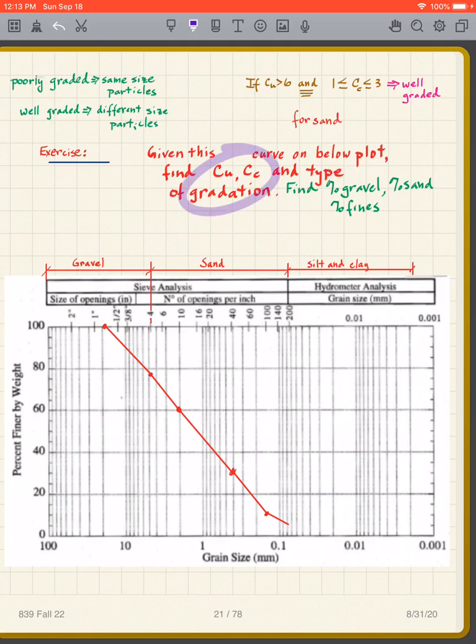Again, determine your CU, CC, which means what? I have to read D60, D30, and D10. Read those off. Okay, so pause the video here and do this exercise.